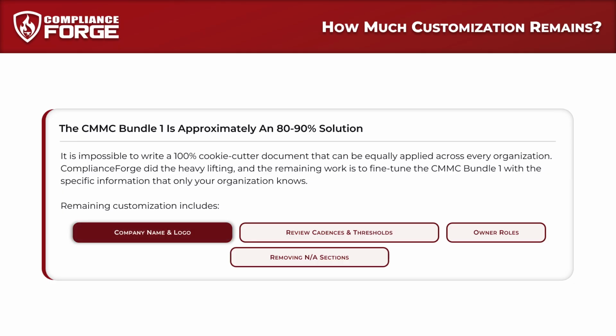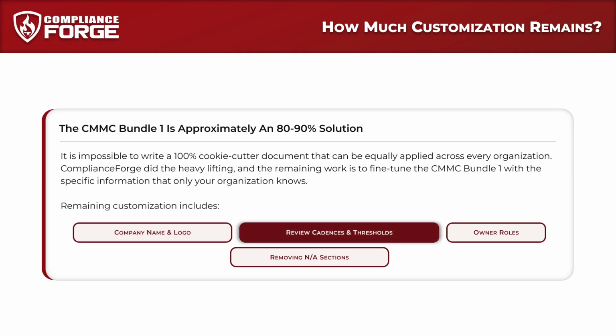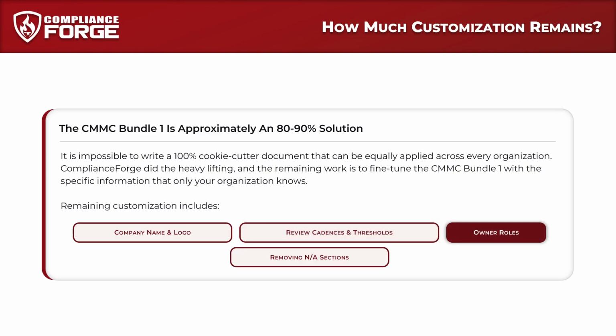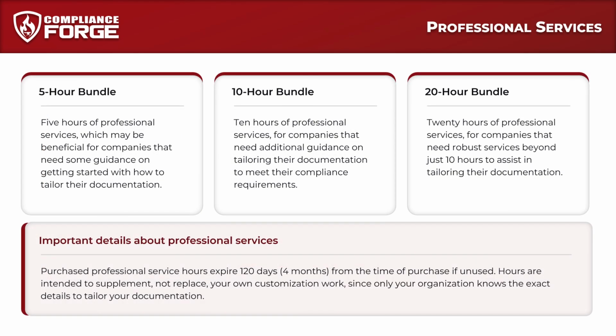In practice, customization across all products in this bundle is essentially filling in the blanks, adding your company name and logo, which is applied automatically to every document in the bundle. Tailoring parameters such as review cadences and thresholds. Naming specific owner roles. And removing sections that do not apply to your organization. If you want a hand, ComplianceForge offers optional professional services. They are not required to customize ComplianceForge documentation.